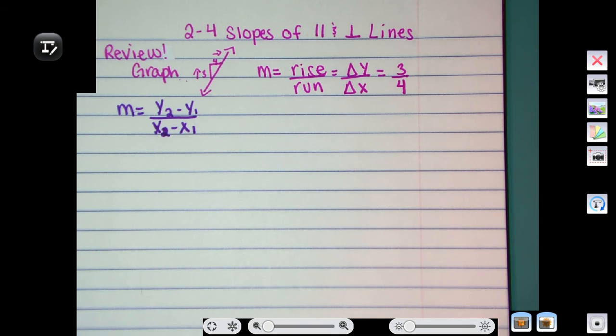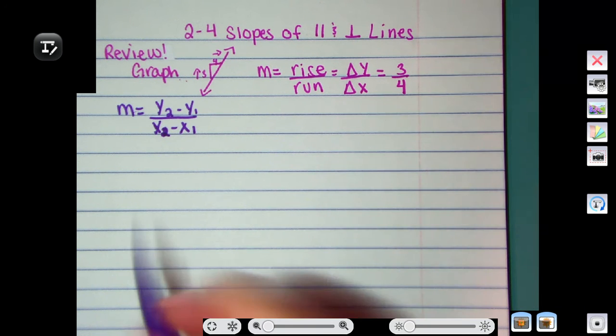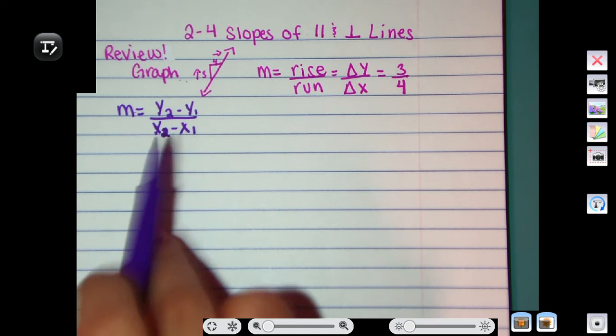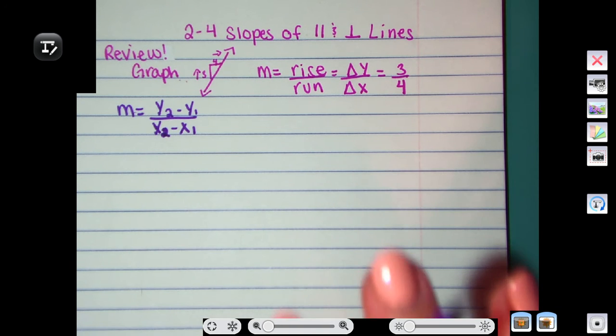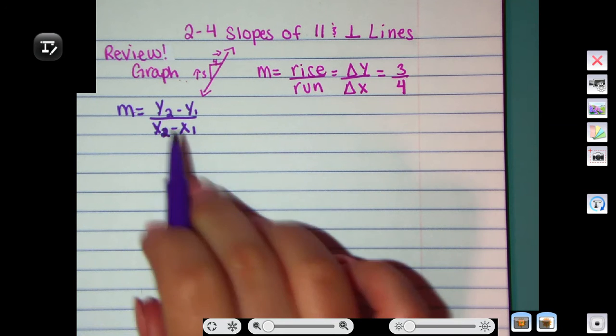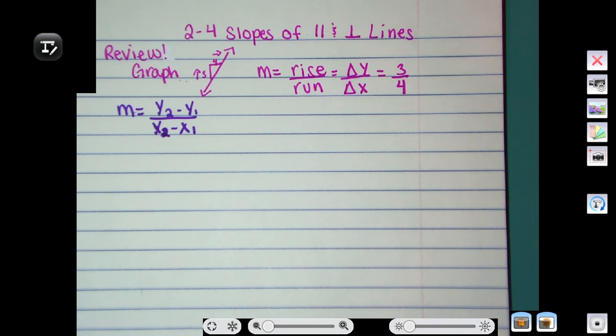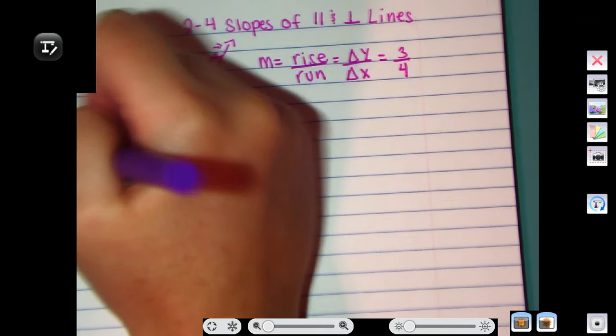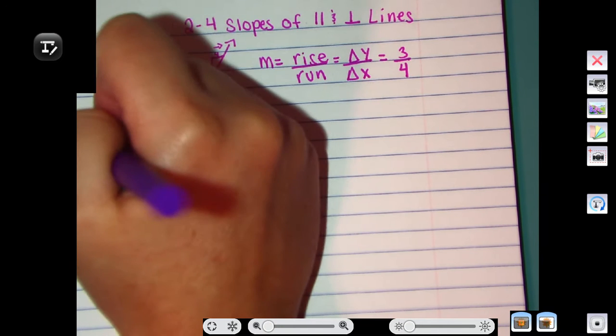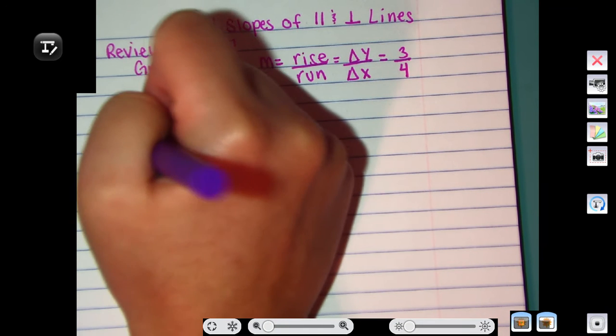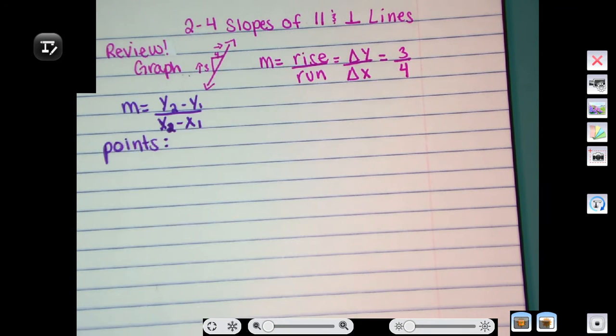We're going to be using slope formula today, and that's just subtracting your y's and subtracting your x's. That's how I want you to think of it. Don't get distracted by your subscripts here and think that it looks complicated. And remember, it's just subtracting your y's and subtracting your x's. So we have slope on a graph, and then we have slope from points. So let's look at those points.